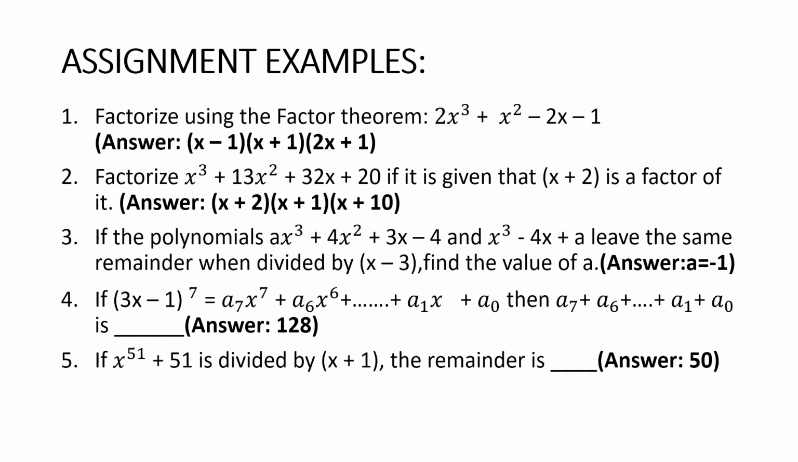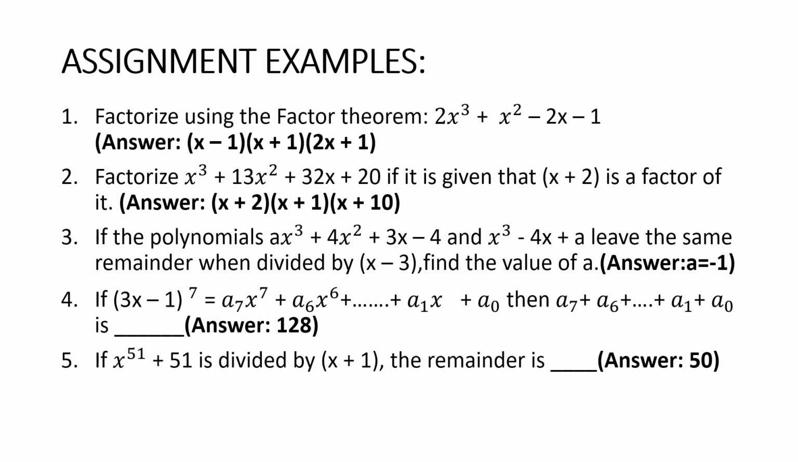If the polynomials ax cube plus 4x square plus 3x minus 4 and x cube minus 4x plus a leave the same remainder when divided by x minus 3, find the value of a. So putting x is equal to 3 and equating the remainders, you get a as minus 1.